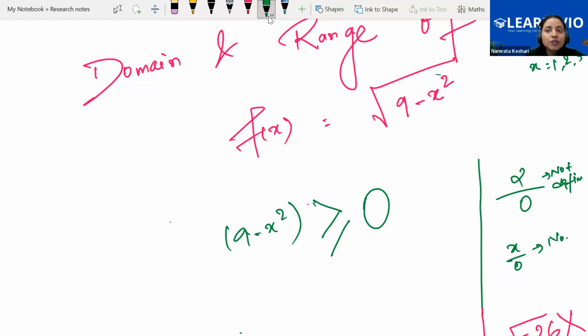What about the negative numbers? All the negative numbers are acceptable. Minus 1, can we take? Minus 2, yeah, minus 2 also we can take. Minus 3 also we can take. Ali, what else can we take? Minus 4, can we take, Ali?